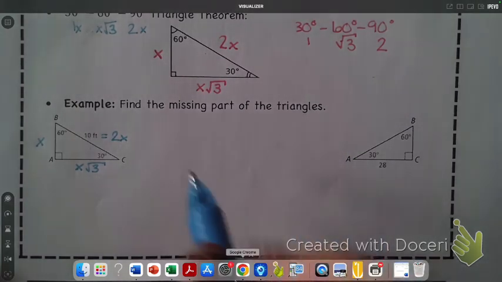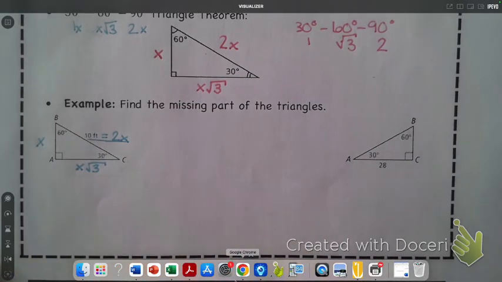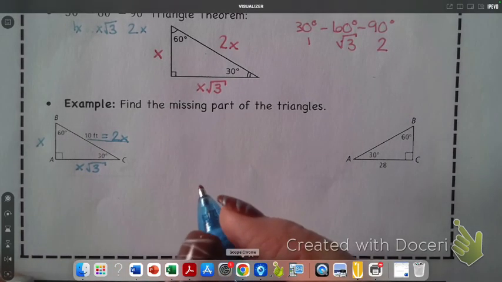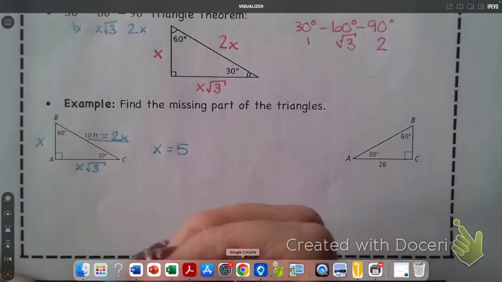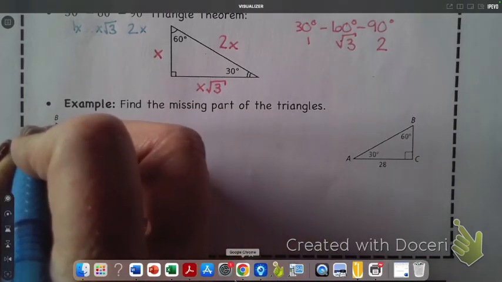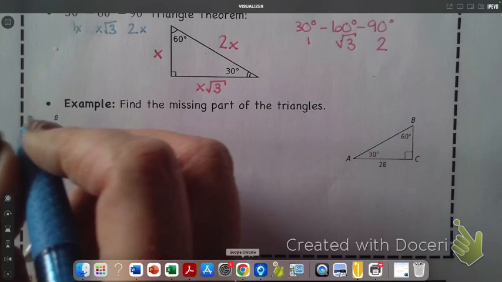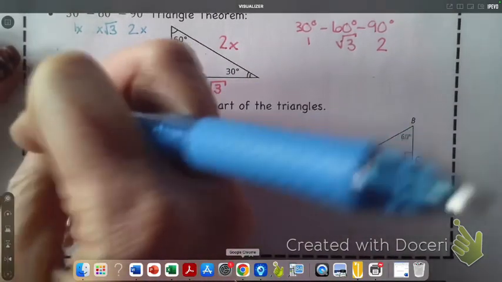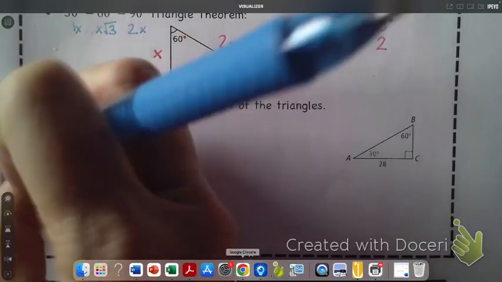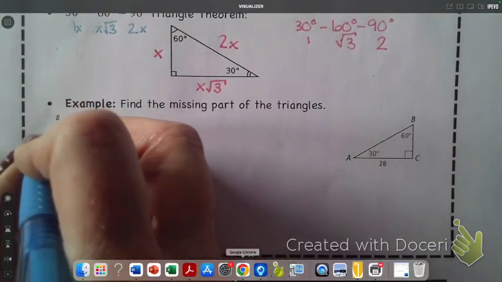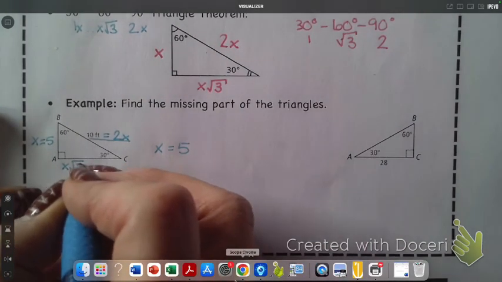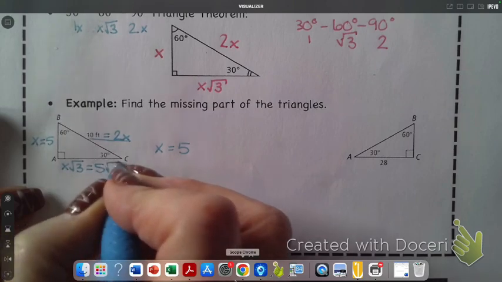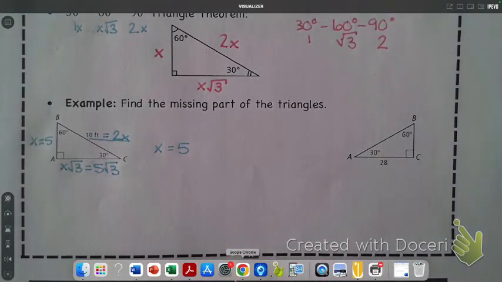So which one am I going to solve? The other one. Do I need to work that out, or can you all tell me it's 5? Are we all good with 5? So x is 5. So now I just what? Plug it in. So x equals 5, and x square root of 3 is 5 square root of 3. We labeled, we solved for x, and we plugged in.